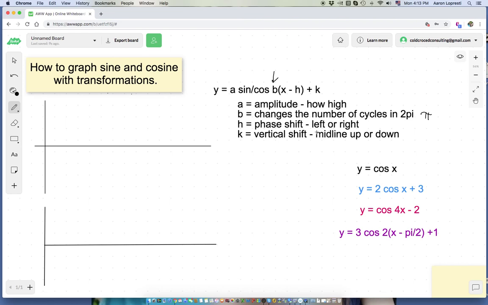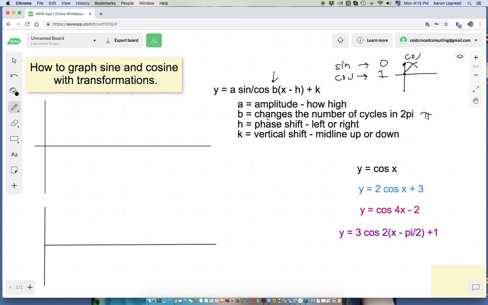And where they start, we should say sine at 0 is 0. Cosine at 0 is 1. That's why when we're graphing them, cosine starts up and goes down. So that's our cosine. Where sine starts at 0 and then goes up. So cosine starts up and goes down, sine starts at 0, goes up.